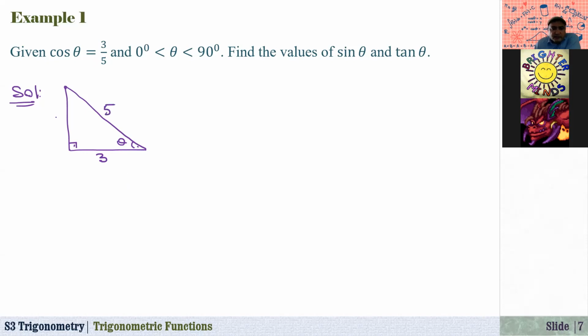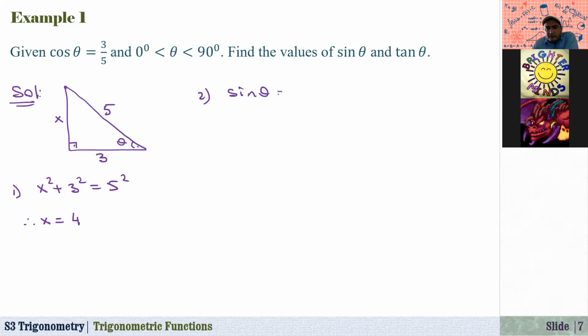So now let's say the other side is x. First step, using the Pythagorean theorem, we can determine the value of x. Here we have x squared plus 3 squared is equal to 5 squared. Now from here, what is x? x squared equals 25 minus 9, which is 16. The square root of 16 is 4. So x equals 4.